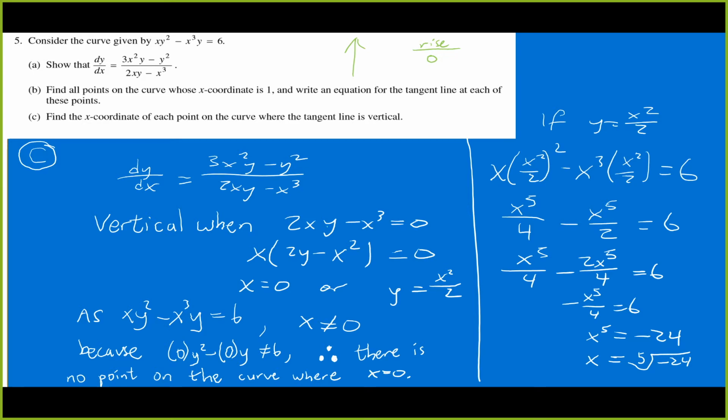I can factor out 1x from both of these. So therefore x could be 0. Or if I solve for y in this part, 2y minus x squared could be equal to 0, which would mean move the x squared to the opposite side and divide by 2. y is equal to x squared divided by 2. So either of these could be true in order to make the denominator equal to 0.